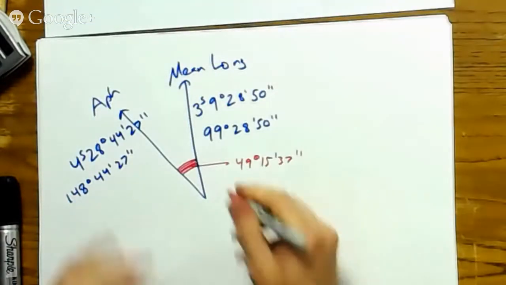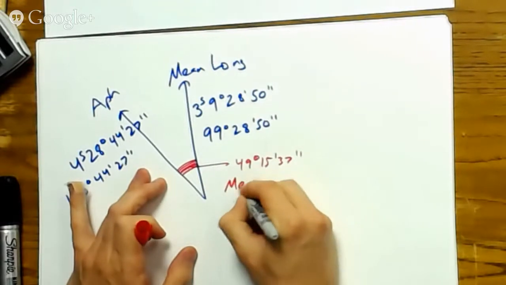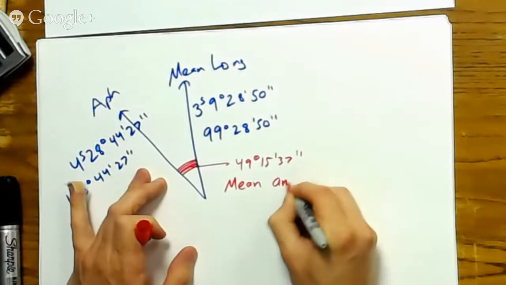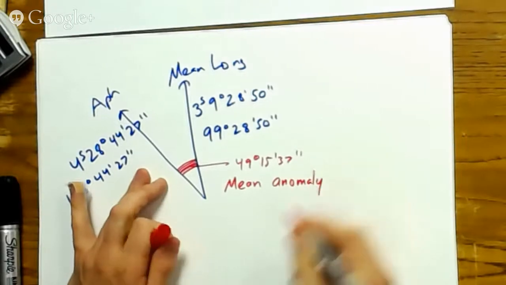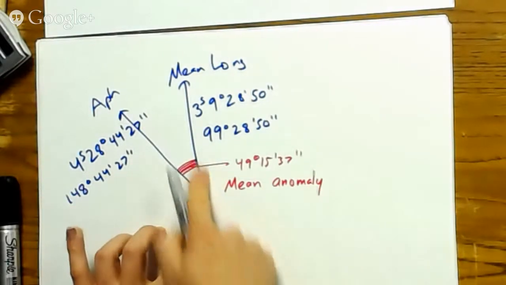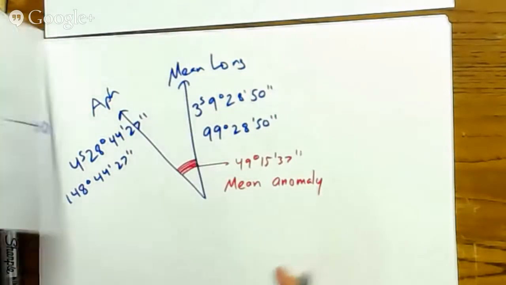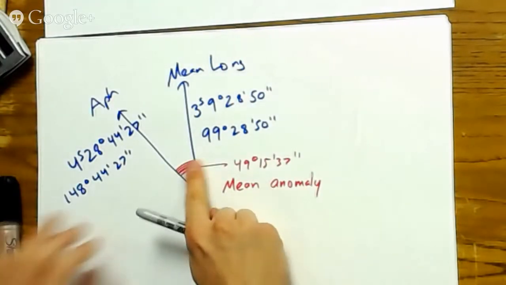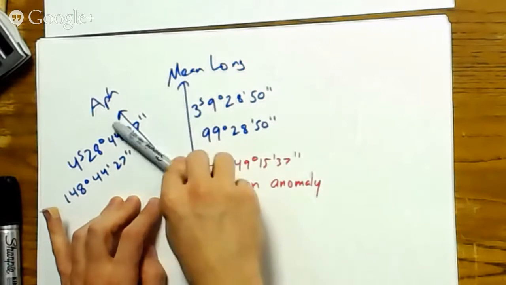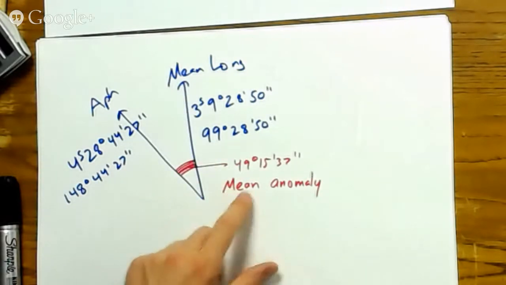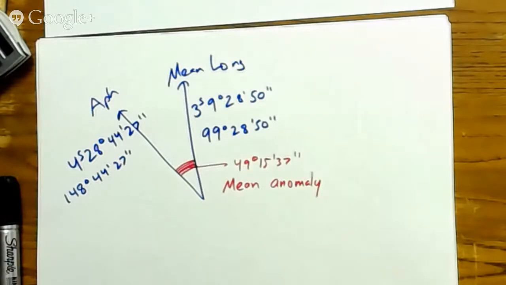So remember, this is an anomaly, mean anomaly. So the difference again, a longitude is like a direction in the zodiac. An anomaly is an angle of how far away we are from aphelion. An anomaly is within the orbit. A longitude is a general astronomical term.